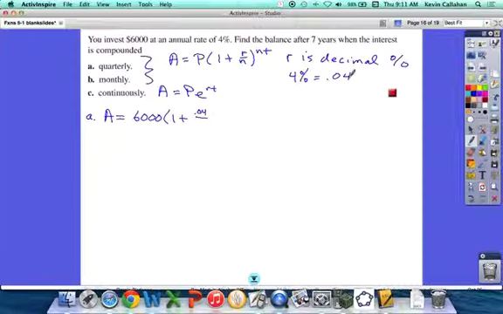For the quarterly compounding, what am I going to use for the n? How many times per year is it compounded if it's quarterly? 4 times, right? n equals 4. And then it's being raised to the nt, so we're going to use the 4 again. And how many years is it being invested for? 7 years. 4 times 7. So all of that you could just put in the calculator, just like it is.